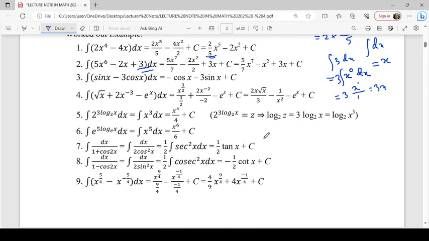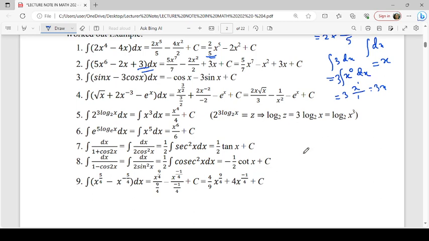Next, this one, the integration of sin x. From the formula, the integration of sin x is minus cos x. Then minus 3 is taken outside, and the integration of cos x is, from the formula, sin x. A constant is there. Constant is constant.